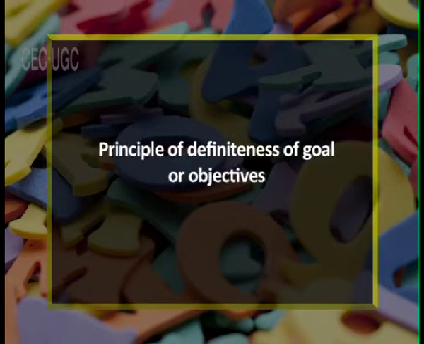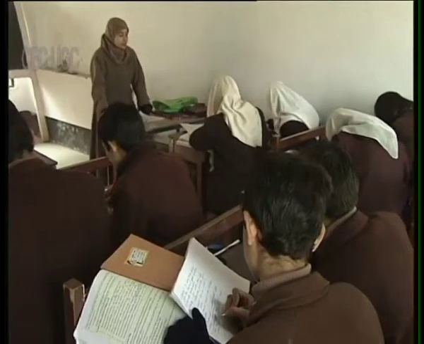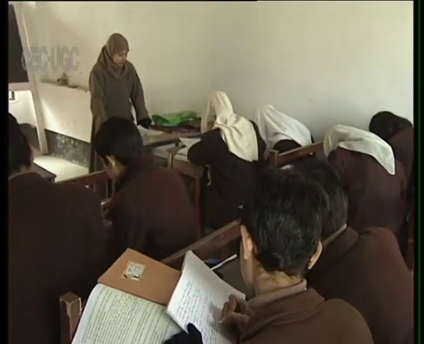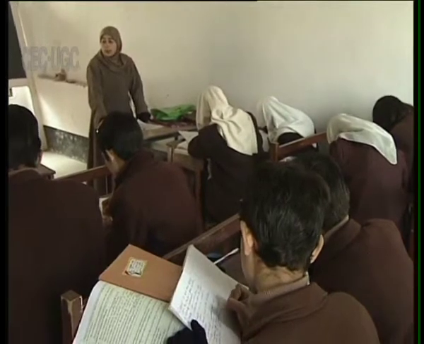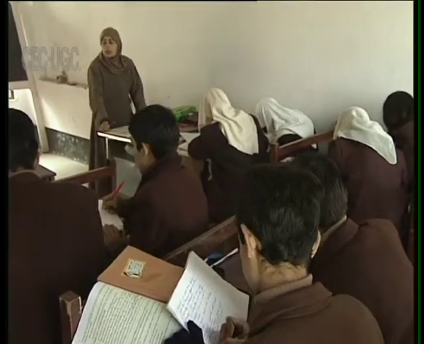There are some general principles of teaching that have emerged from general experiences. These principles are as follows. Principle of definiteness of goal or objectives. Teaching should start with the definite aim. In the absence of a definite aim, a teacher might go astray and at the same time his teaching might lack coherence and definiteness.